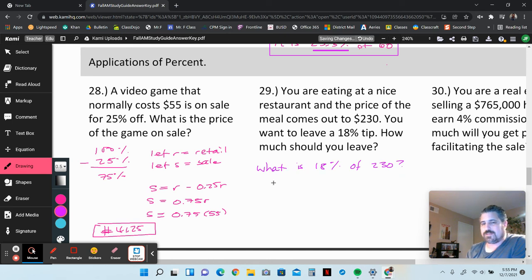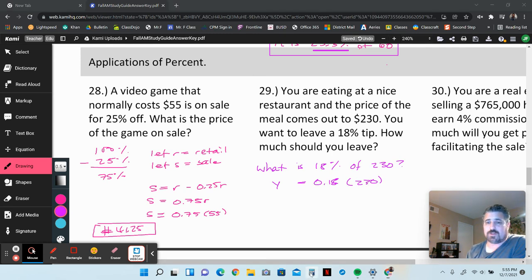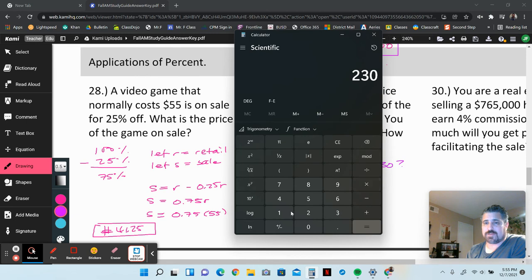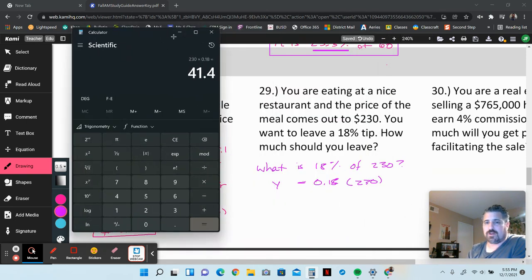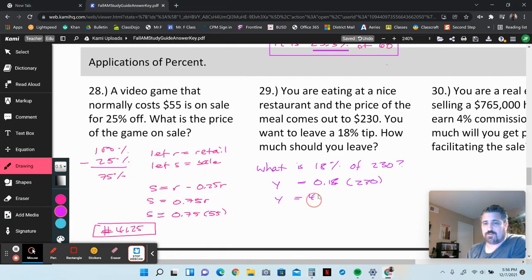And since this is a direct translation, easy one, this is just 0.18 times 230. In other words, you could use benchmarks, you can use multiplication. There's lots of ways to get this value, but it's really just what is 18% of 230. So you're just going to multiply together 230 times 18%, or 230 times 0.18, and you're going to get your answer of 41.4. So you're going to leave a $41.40 tip. So this is y equals 41.4. So how much tip should you leave? $41.40 tip. That is a lot of tip, by the way.